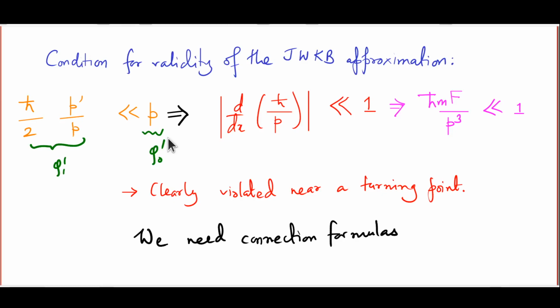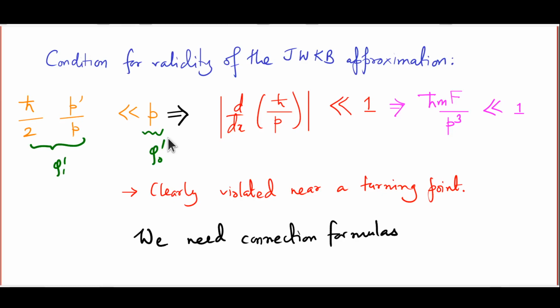So h cross by 2 p prime by p turned out to be much less than p. Now one way to rewrite this expression, which is going to be quite useful in many applications, is to simply say that this is the derivative of h cross by p, and this must be much smaller than 1. Of course, there could have been an extra factor of 2 put in here, but since we are talking of values which are much, much smaller than 1, an extra 2 here or there really does not matter. And using the fact that dp/dx is related to the force by dp/dx equals dp/dt, the force, times dt/dx, you can easily show that the expression becomes h cross m F by p cube is much, much less than 1.